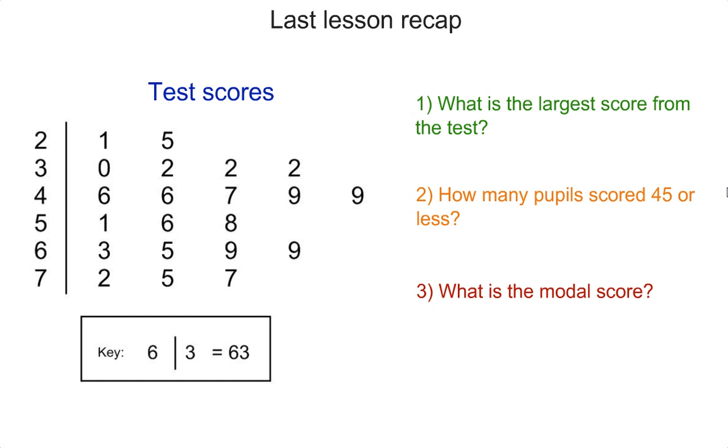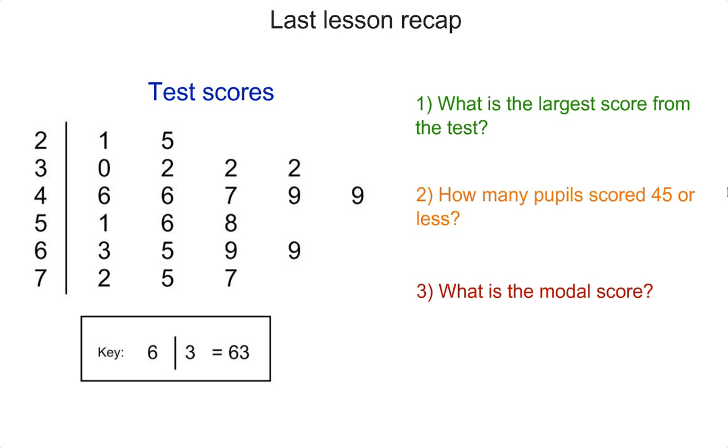Here we have the test scores of a certain number of pupils. What I'd like you to do is see if you can answer the three questions on the right hand side. The first question, what is the largest score from the test? Second question, how many pupils scored 45 or less? And the third question, a little bit more difficult, what is the modal score? Now remember, pause the video, write down your answer, and then see if you get it right. So pause the video now.